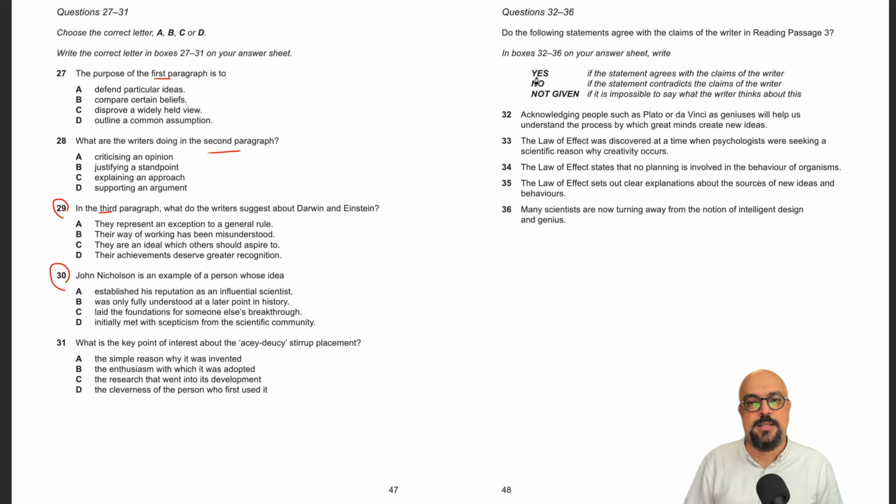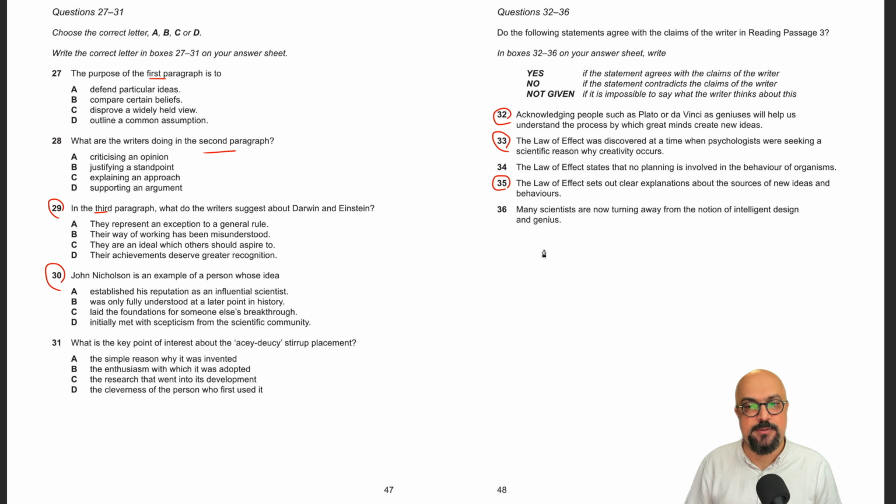What about yes, no, not given questions? Yeah, the same. These question types are always in passage order. So 32 is found before 33. And if I cannot find 34, for example, and I find 35, 34 will have to be between 33 and 35. Does that make sense?